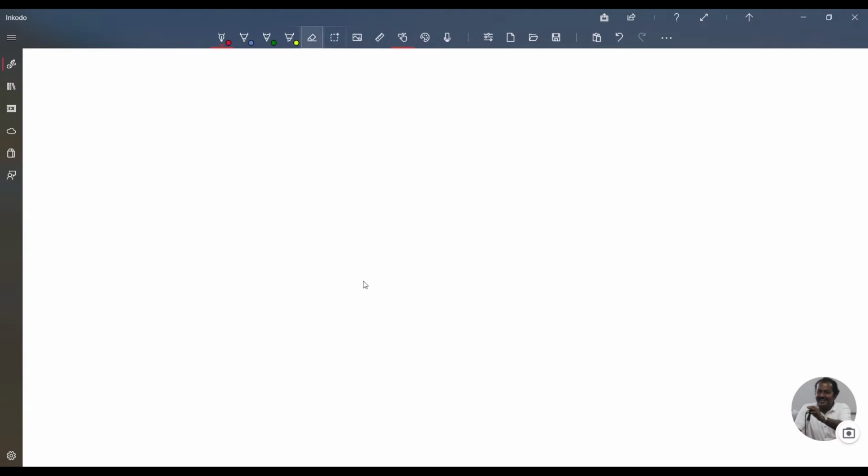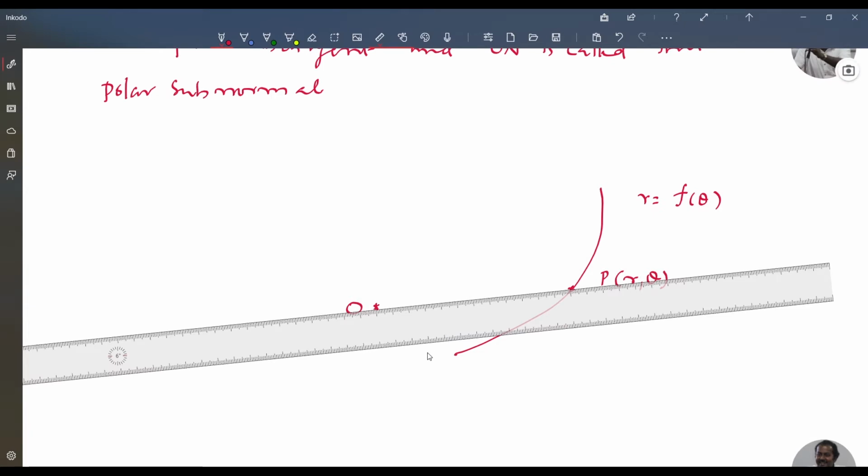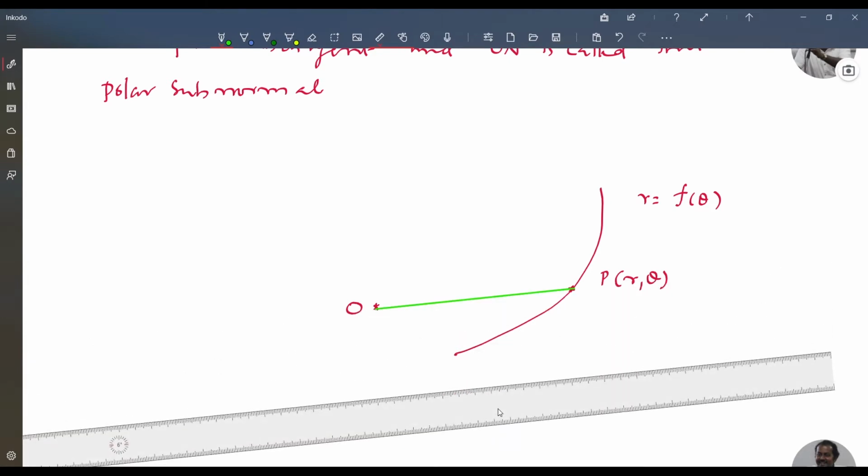Consider a polar curve r equal to f of theta, and a point P(r, theta) on the curve. Suppose that O is the pole. Now you draw OP. This is the radius vector OP, its length is r.